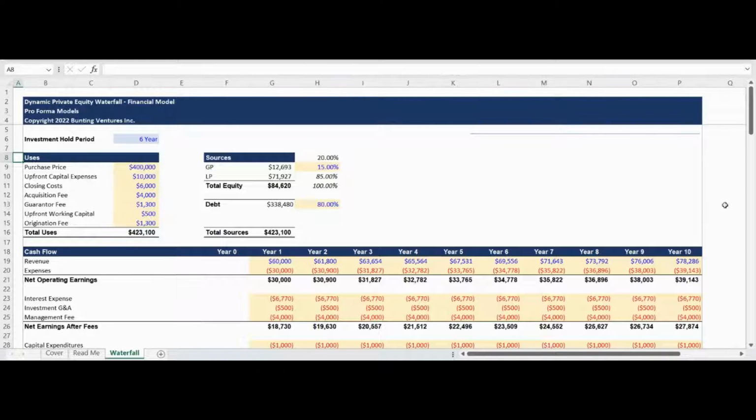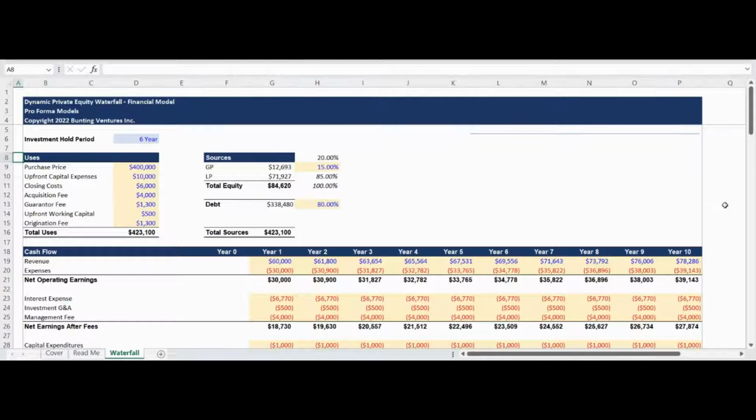The Waterfall tab begins with inputs to create a sources and uses table. The uses section is the area to input how funds will be allocated on closing. Inputs in the section include the property purchase price, closing costs, fees, upfront capital expenses, and working capital.